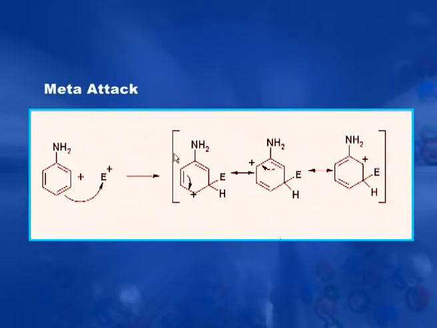Now, meta attack. In this, if we see the attack of the electrophile on the meta position, there is formation of 3 resonating structures of an intermediate in which none is more stable, and the fourth structure, like in ortho attack, is absent here.